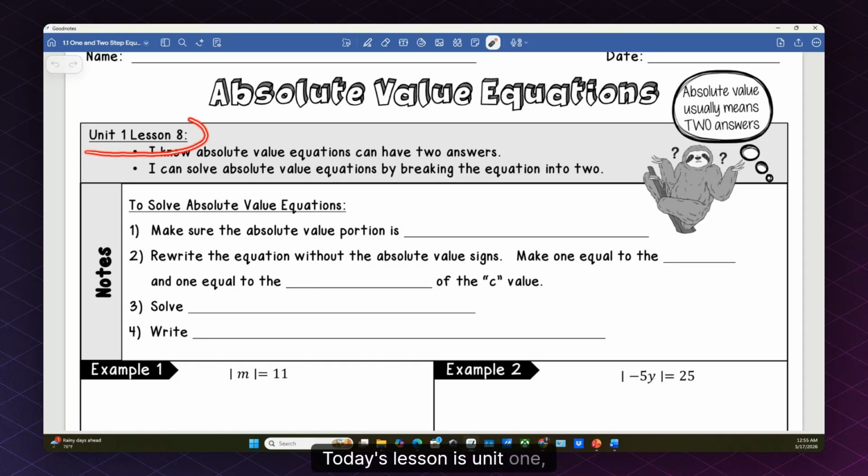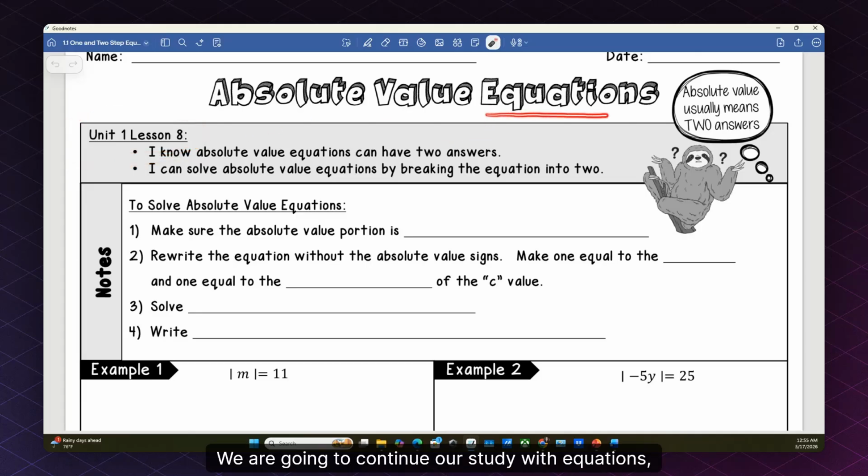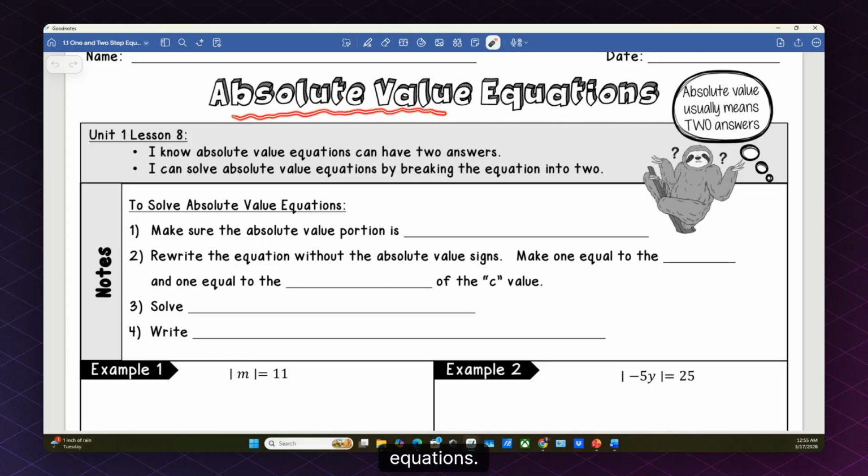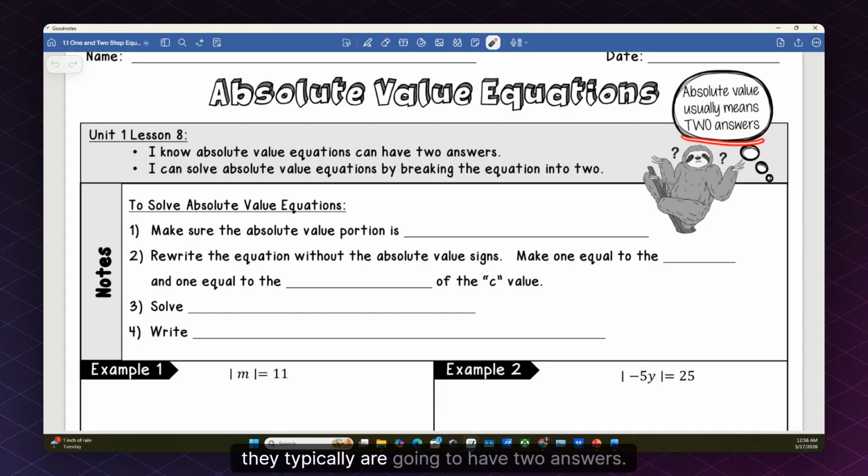Today's lesson is Unit 1, Lesson 8. We are going to continue our study with equations, but we are specifically going to do absolute value equations. Today's lesson with absolute value equations, they typically are going to have two answers. And in the next lesson, we'll learn kind of a little asterisk to that.